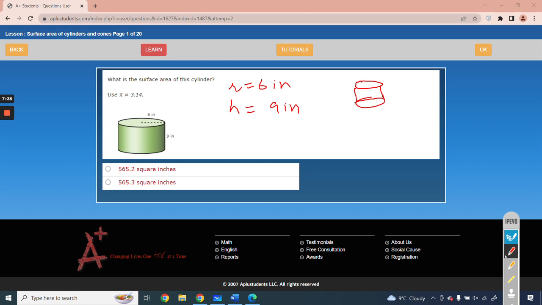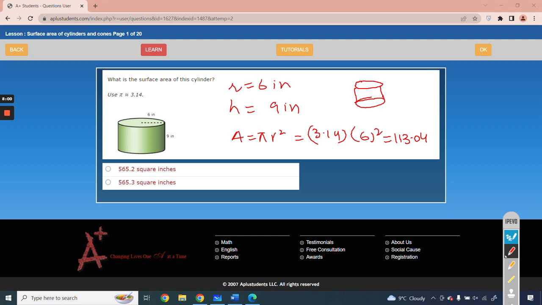Because it is a circular shape, the area of this portion would be A equals pi r square. Pi has the value 3.14, r is 6, so it would be 6 square. Just use the calculator and find the value. So it would be 6 times 6 is 36, and 36 times 3.14, so it is 113.04.